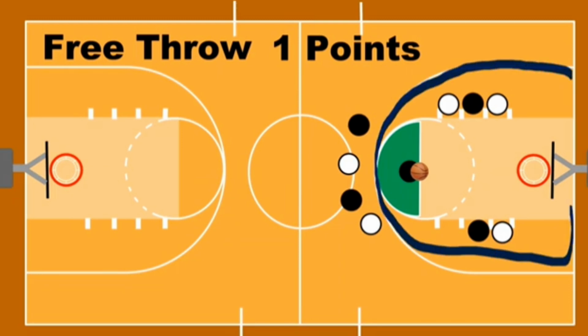If you shoot from inside it, then you get 2 points. Then when do you give a free throw? When there is a foul. It is important to understand how the foul happens. Let's talk about the foul.